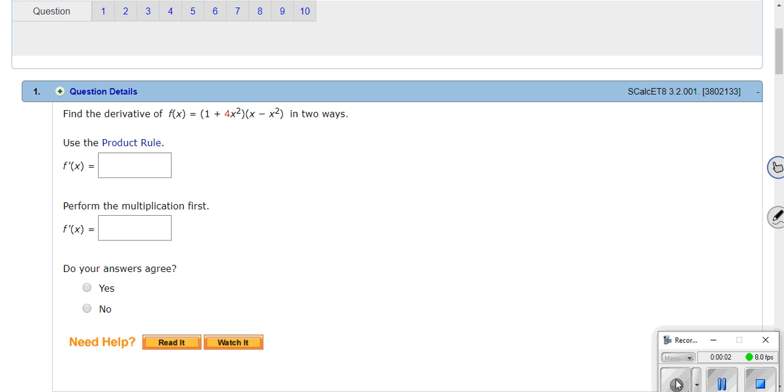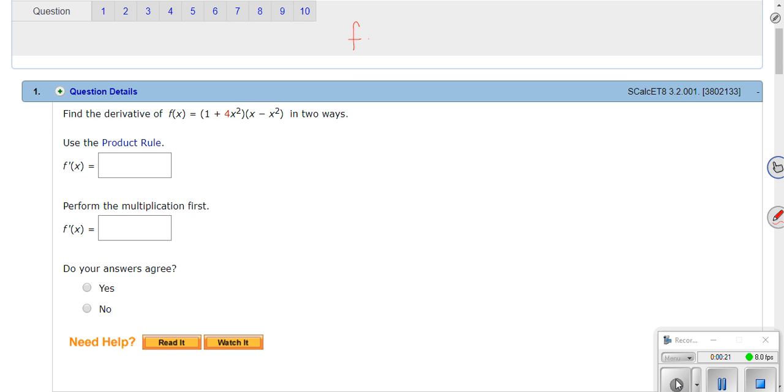Okay, Calc students, this is section 3.2. We are learning the differentiation rules for products and quotients. Let me first start off by writing the formula for the product rule.